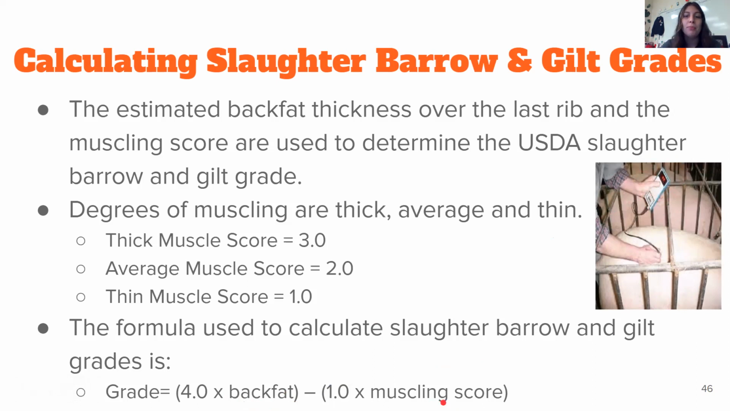So you'll get a word problem. It's going to say, this pig has thick muscling, or thin muscling, or average muscling. And that word just equates to a number. Thick muscling, you give them a 3.0 down here. Average muscling, you give them a 2.0 down here. Thin muscling, yeah, you guessed it, you give them a 1.0 down here.